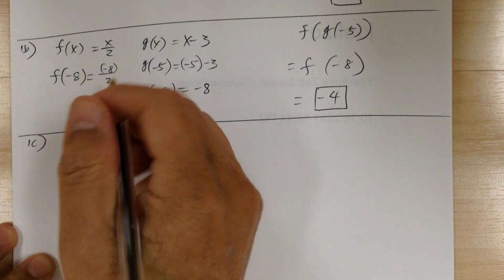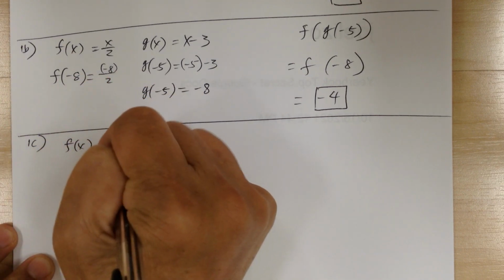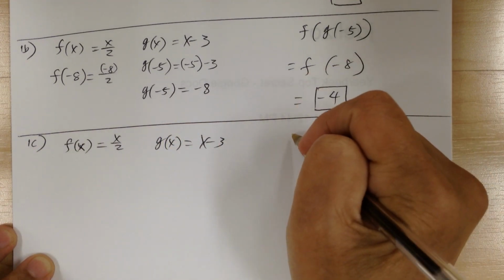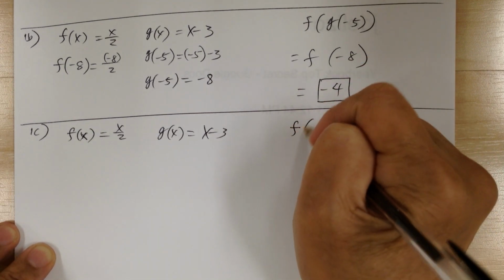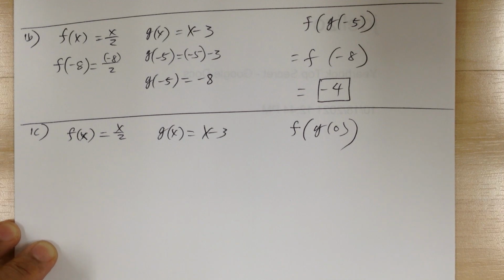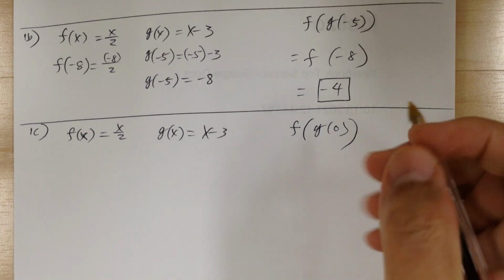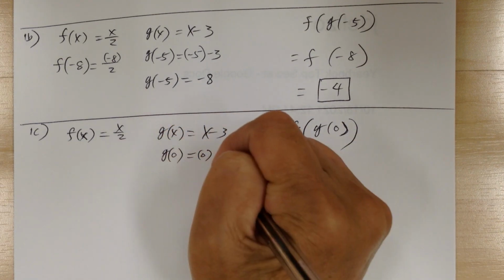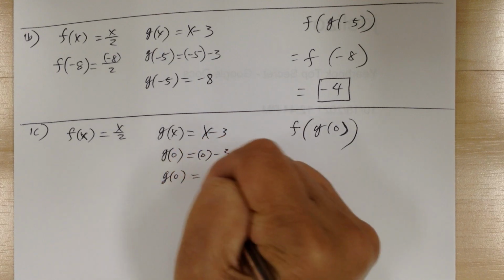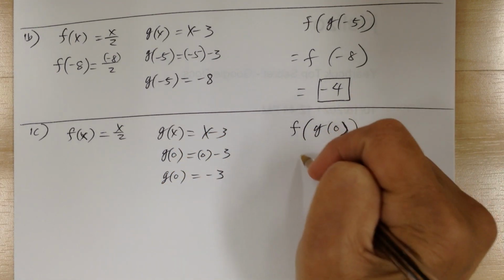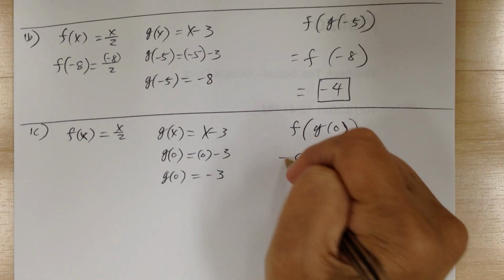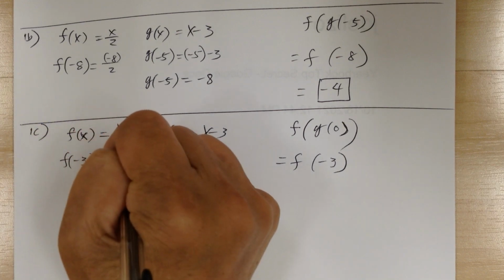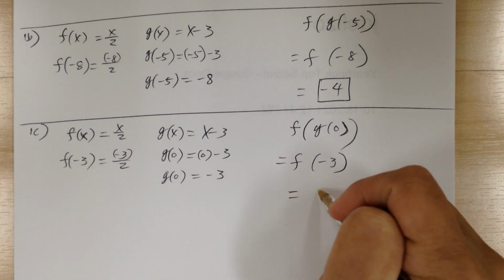Okay, 1c. Get our functions ready. For 1c, you're looking for f of g of 0. Let's look for g of 0 first. So g of 0 equals 0 minus 3, so g of 0 equals negative 3. This becomes f of negative 3. To find f of negative 3, we come over here. So f of negative 3 equals negative 3 over 2.